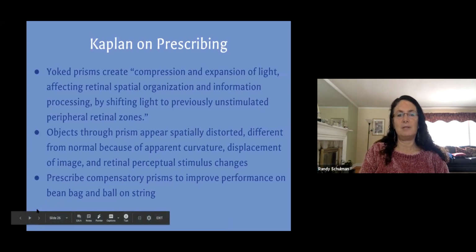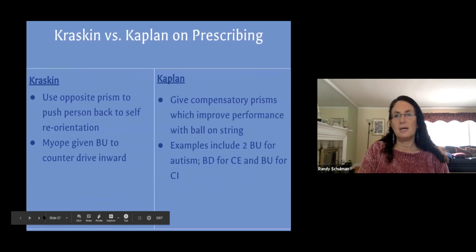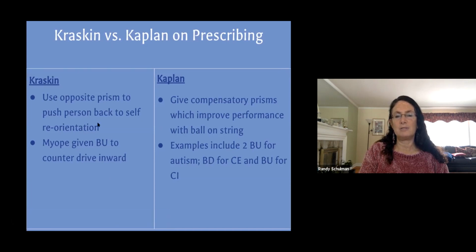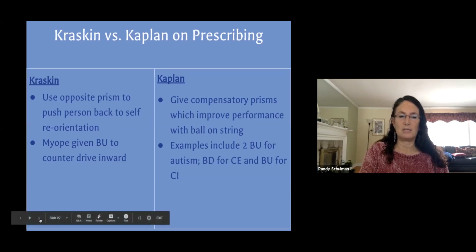Oh, I'm sorry, this is Kaplan. Kraskin was the opposite. Kraskin tended to give prisms to force you to go in one direction, whereas Kaplan gave you prisms that improve performance. So, these are two different models. Kraskin would use things that would push the person back to a self-reorganization, and he would keep the lenses on for short periods. Kaplan tended to leave prescriptions on for long periods that were more compensatory. So he would just give base down for the CE, the convergence excess type patient.